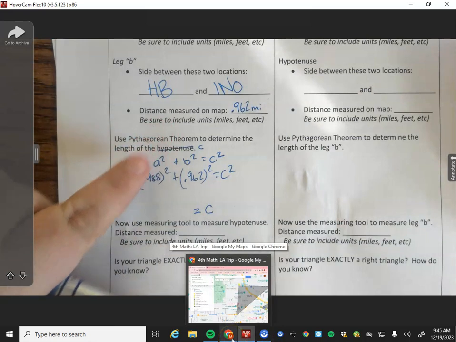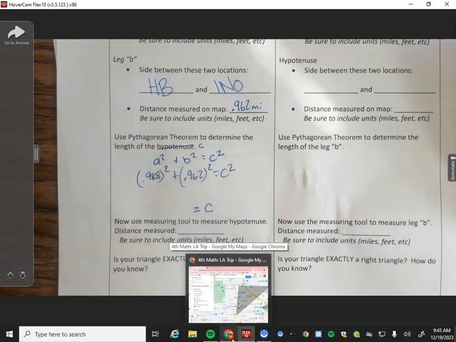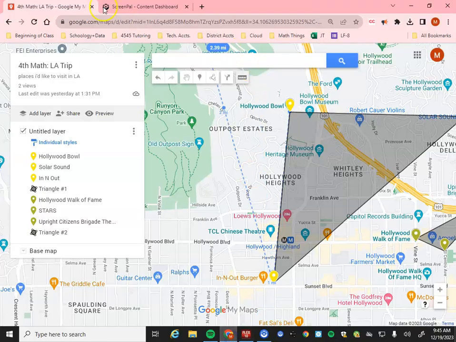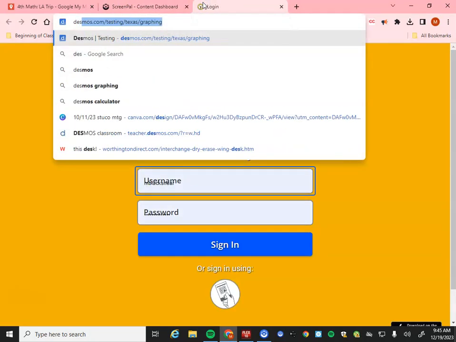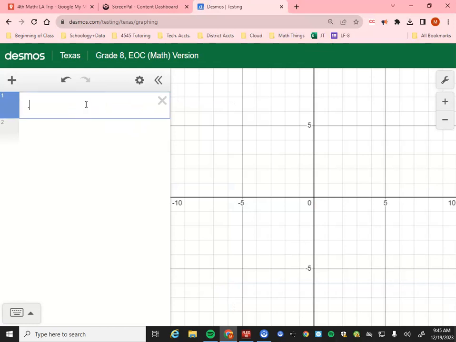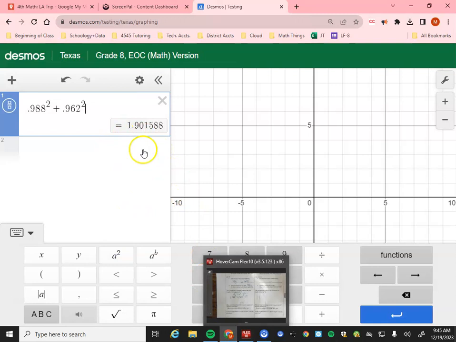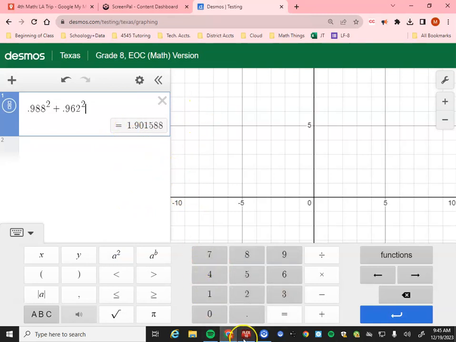That looks like either adding or subtracting after you have your numbers plugged in. You only get to subtract if you know c, so we're going to have to add. So I'm going to go to Desmos. I need 0.988 squared plus 0.962 squared, and that gets me 1.901588.